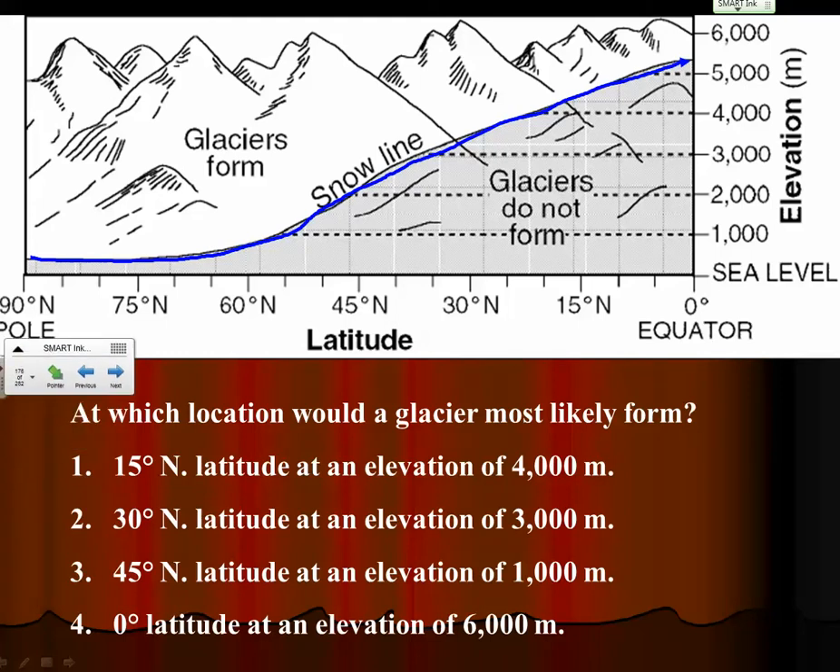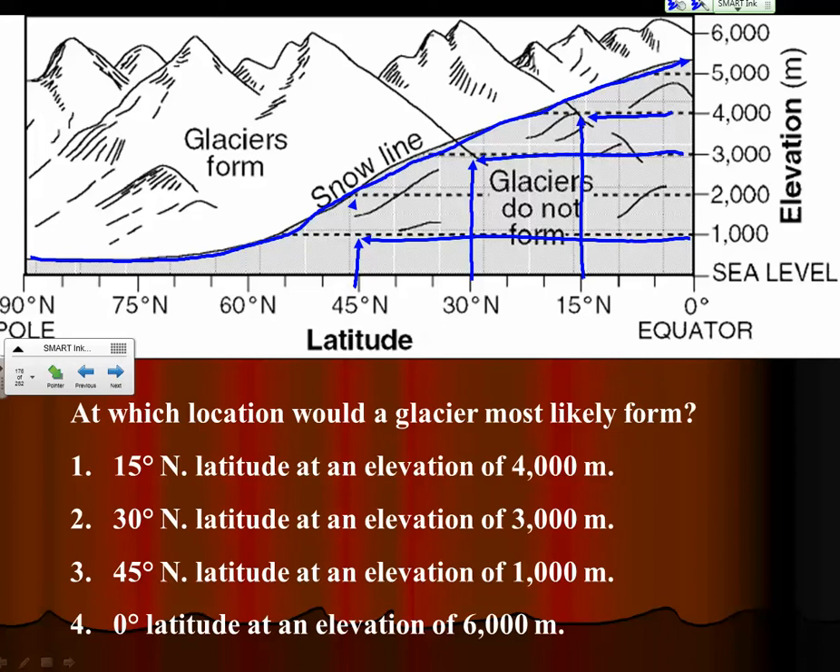15 north, 4,000 meters. Let's see if we get a glacier there. 15 north and 4,000 meters. Nope, no glacier. Okay, let's try the next one. 30 north, 3,000. 30 north and 3,000 is right there. Nope, no glaciers. 45 and 1,000. 1,000's right there. And 45, nope.